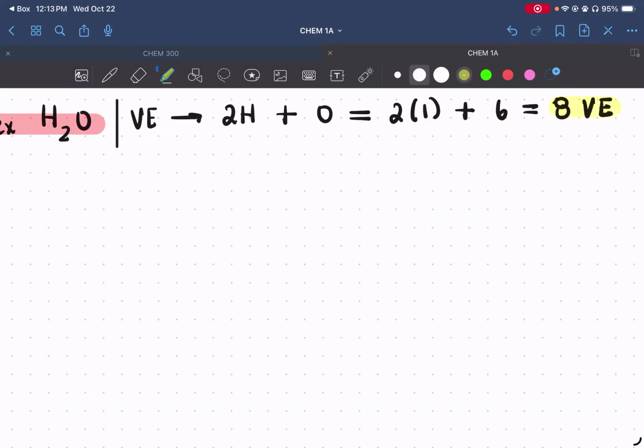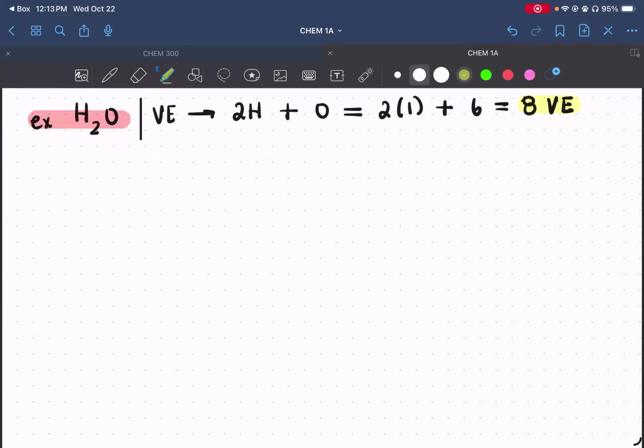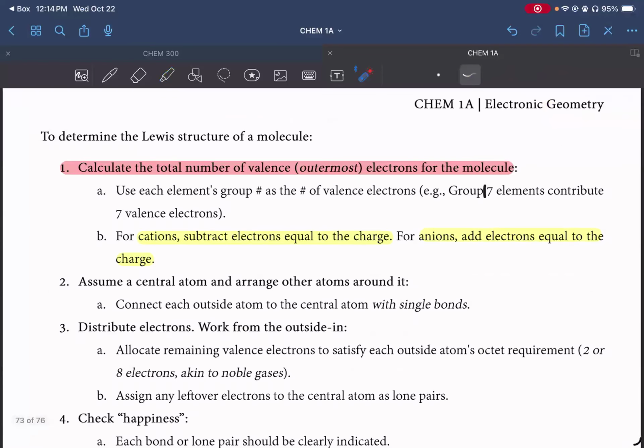Now, Lewis structures in short do show us where all of these 8 valence electrons are. We need to know the nature of these electrons and where they're located. And when I say nature, I mean, are they in a bond or are they a lone pair? Recognize that the molecule as written is not a cation, nor is it an anion. So we can skip straight to step 2.